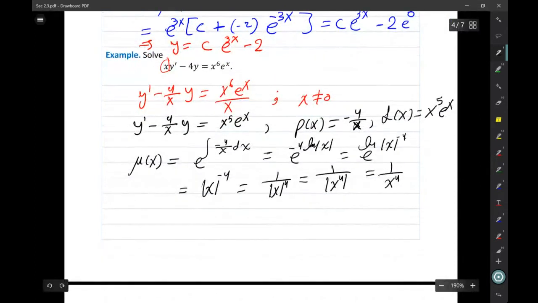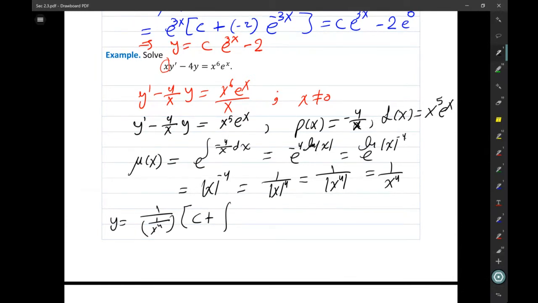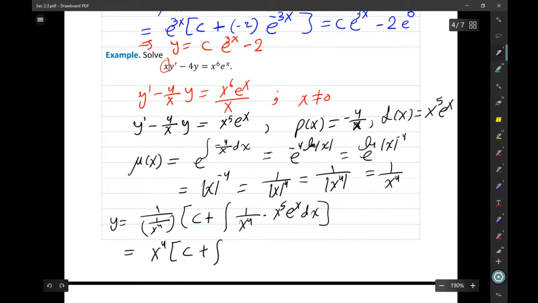So this is mu. Now the solution: y is equal to 1 by x to the power 4 times c plus the integral of f of x times mu, which is 1 by x to the power 4 times x to the power 5 e to the x, dx, which is equal to x to the power 4 times c plus the integral of x to the power 5 divided by x to the power 4 times e to the x.